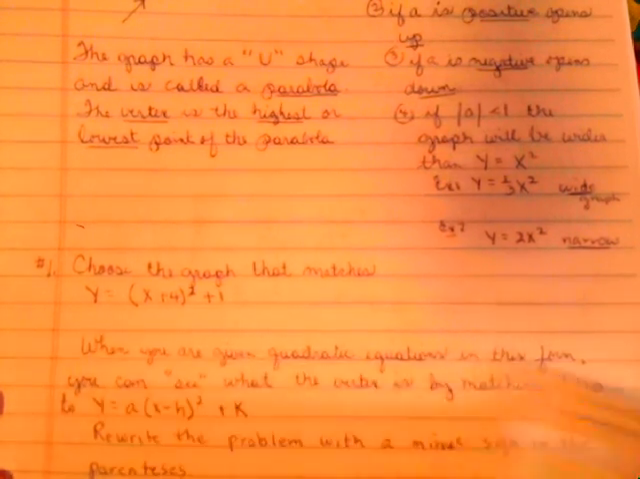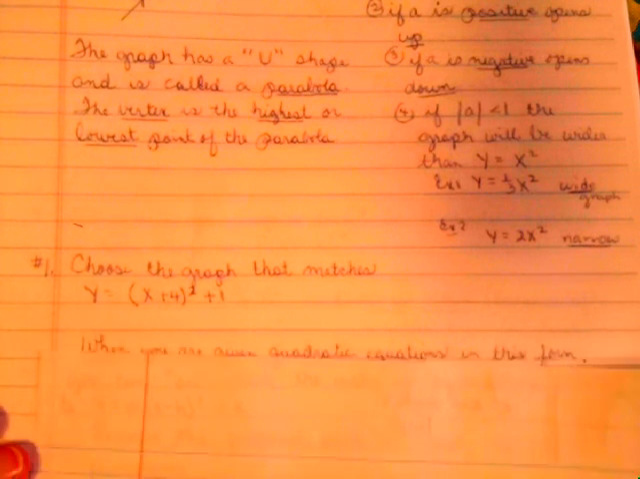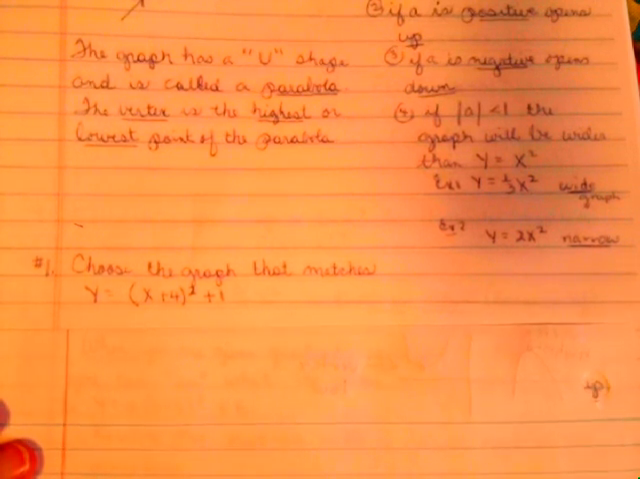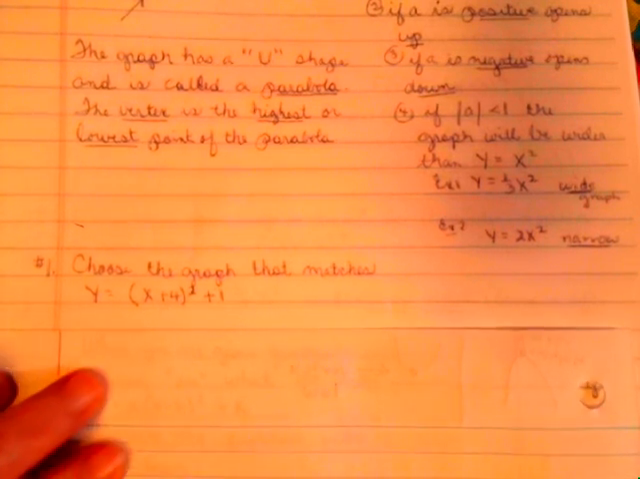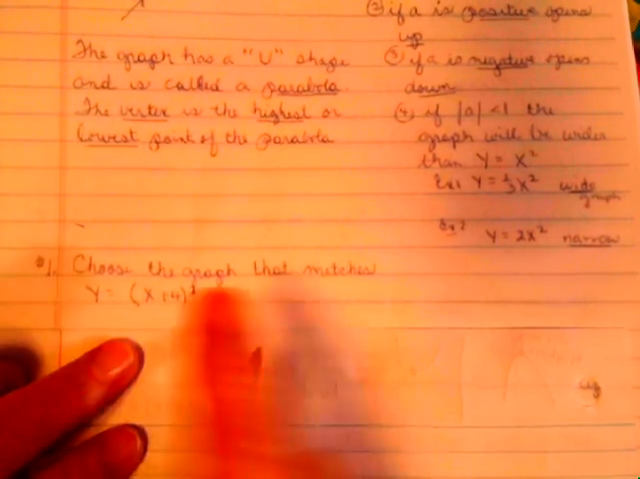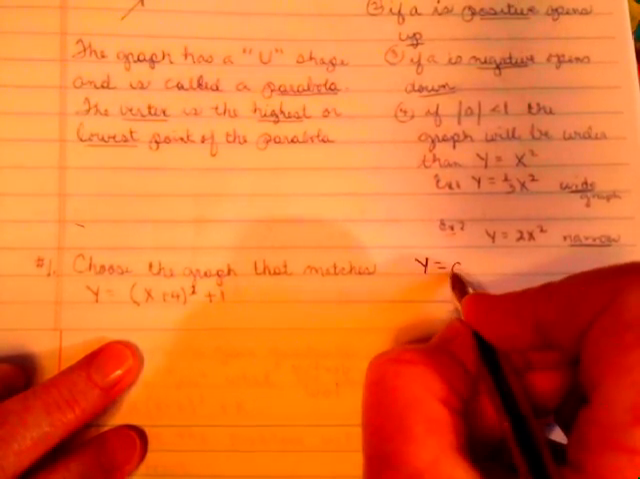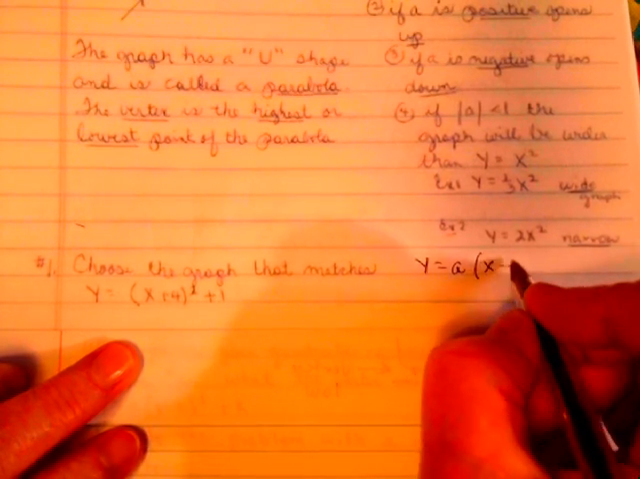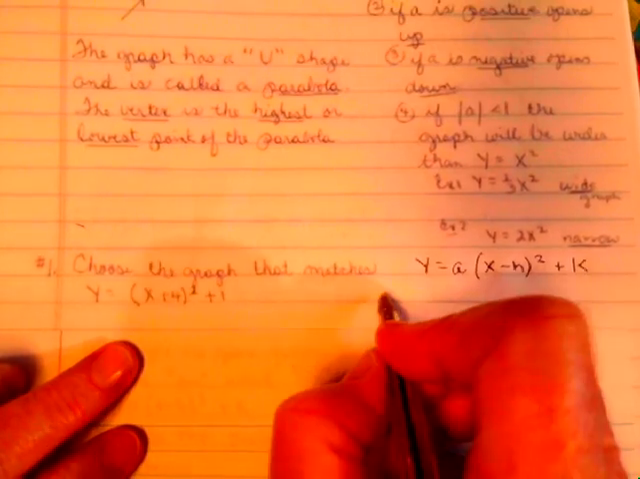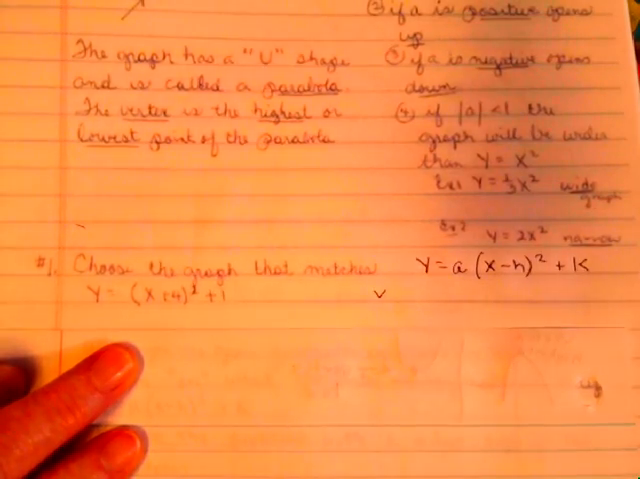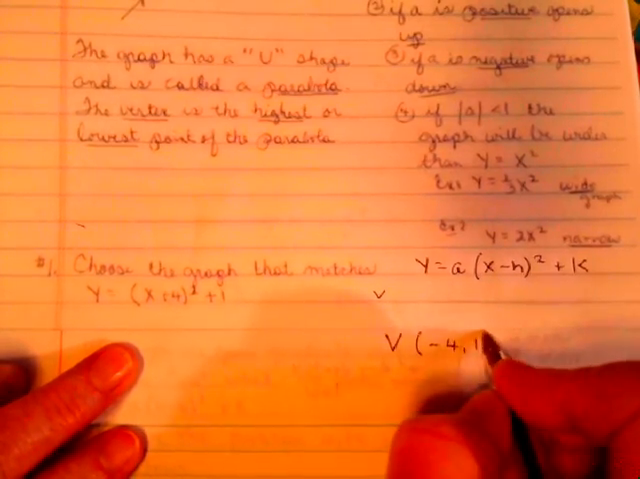Number 1, choose the graph that matches y equals x plus 4 squared plus 1. When you're looking at this, you're matching it up with your equation y equals a times x minus h squared plus k. The vertex then for this will be negative 4, 1.